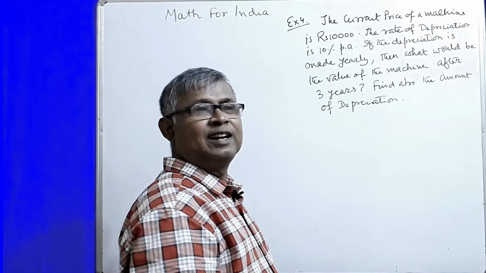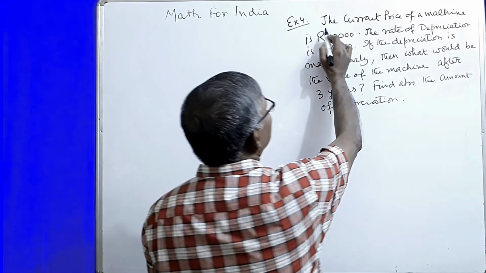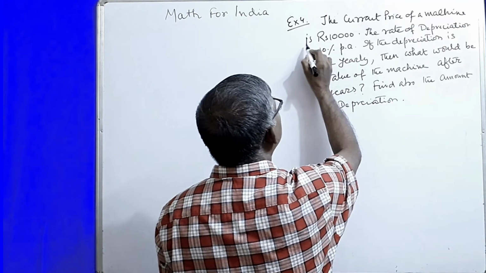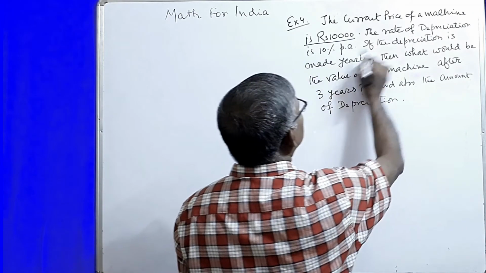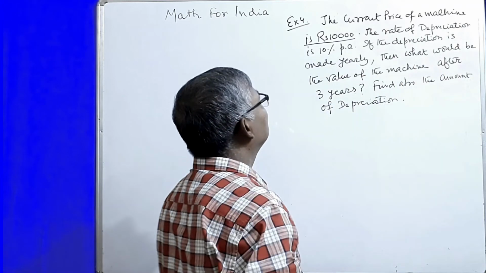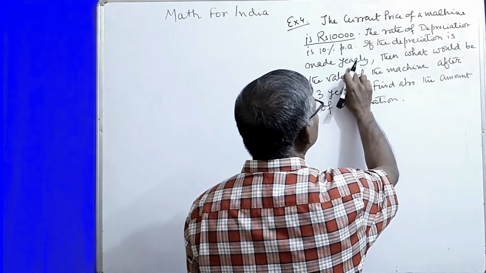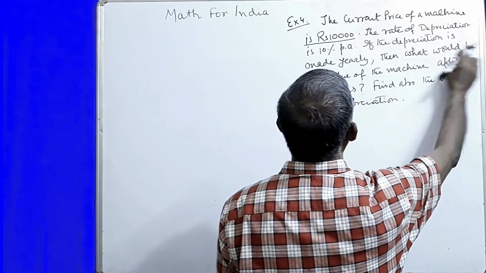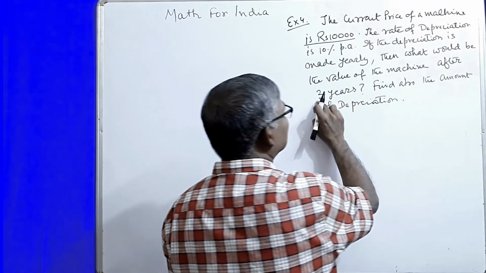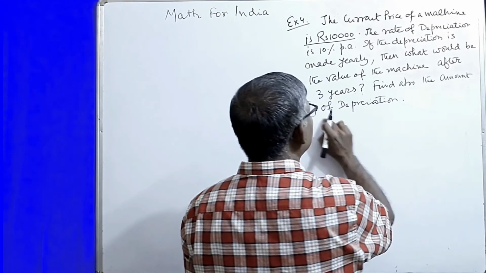Students, let us consider another problem. The current price of a machine is rupees 10,000. The rate of depreciation is 10% per annum. If the depreciation is made yearly, then what would be the value of the machine after 3 years? Find also the amount of depreciation.